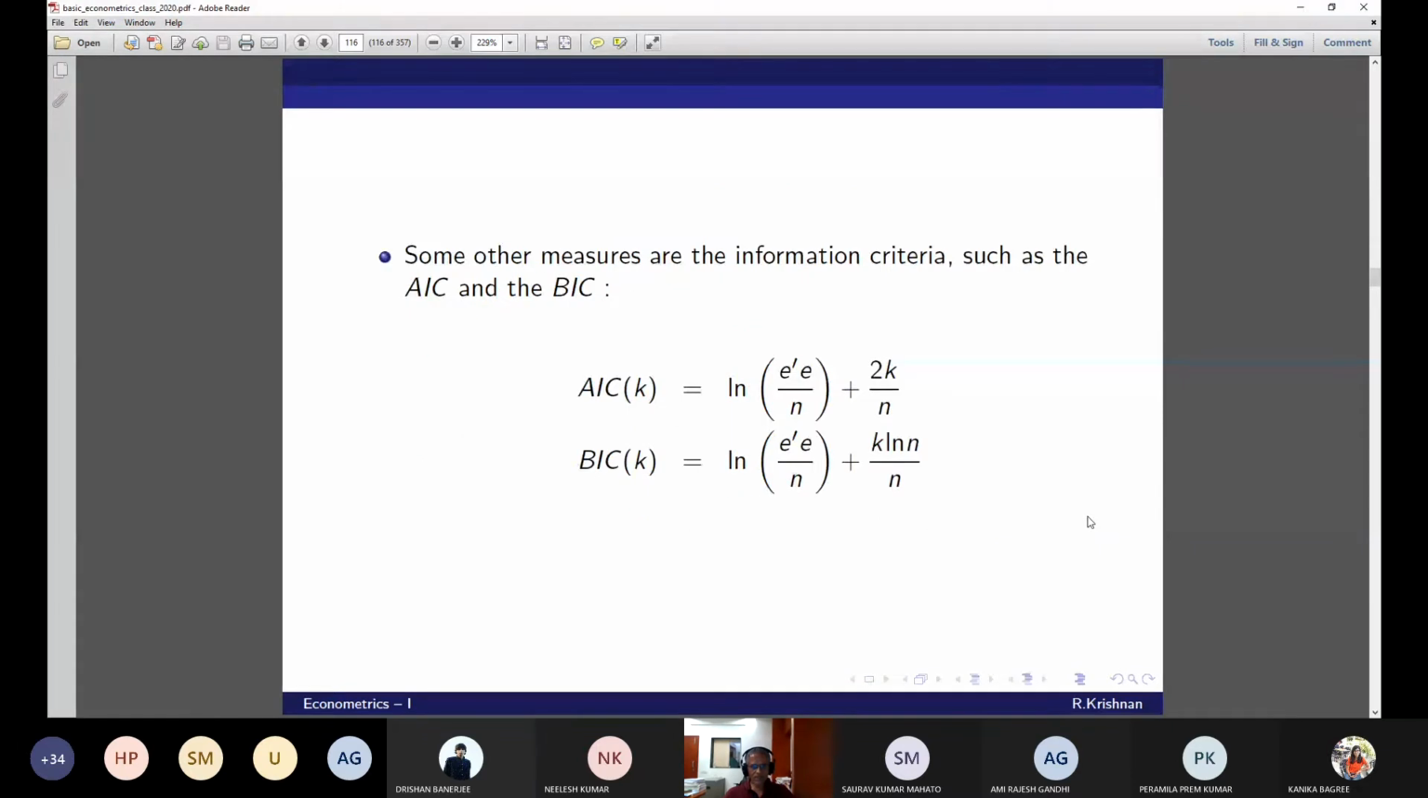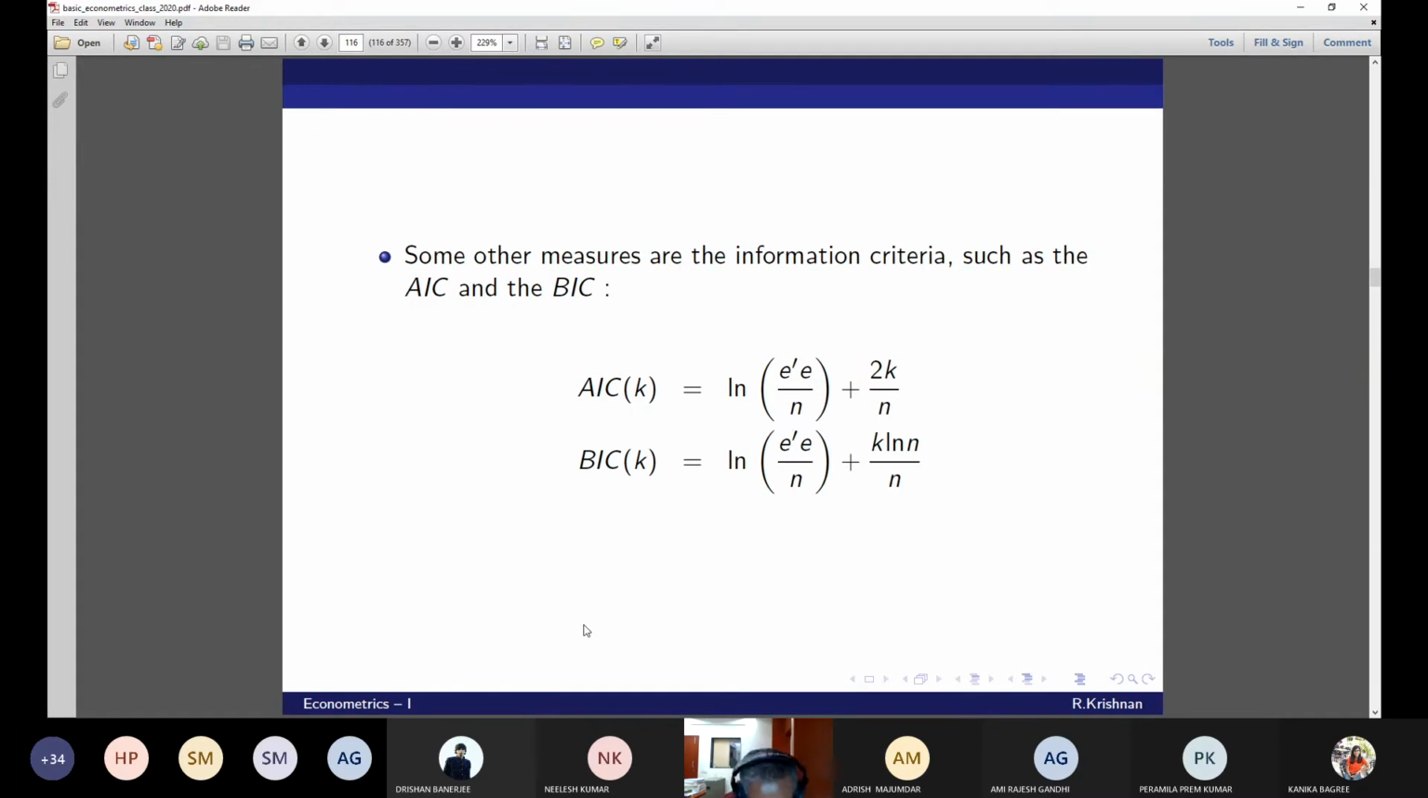Now, some other measures. You must have definitely heard of this measure, Akaike information criterion, Bayes information criterion. Have you heard of this? Econometrics, statistics people? Yes. So these are for time series, right? AIC, BIC. This is not necessarily for time series models. This can be used in any situation where you have to compare two competing models.